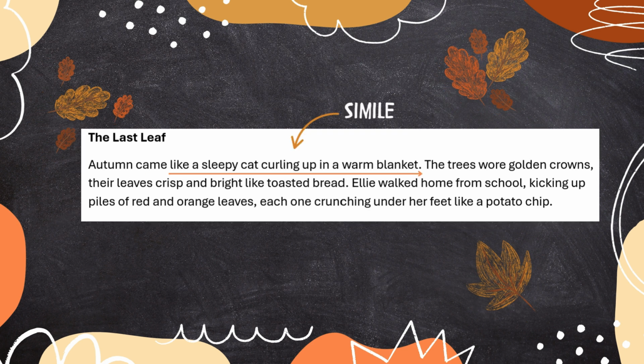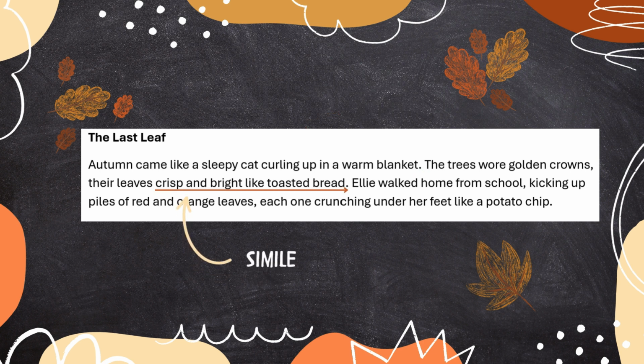In the first sentence, I see the author compares Autumn's arrival to a sleepy cat curling up in a warm blanket. That's a simile. I can visualize Autumn arriving in a cozy, slow, warm way. Do you see the sentence comparing the leaves to toasted bread? That's another simile. Do you see one more simile in this paragraph? That's right, the leaves were crunching under her feet like a potato chip. In my mind, I can hear Ellie's boots crunching the leaves. Let's try another paragraph together.